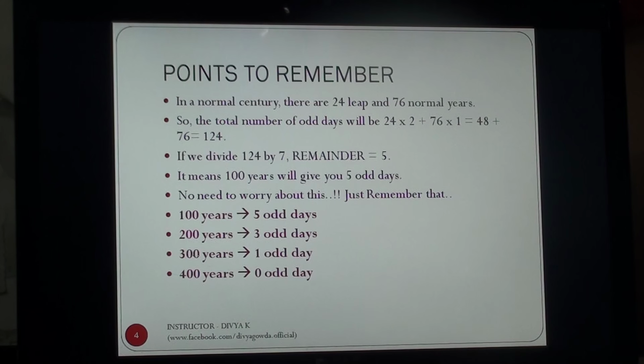Another major point which you have to remember here is any multiple of 400, that is even the 800th year, 1200th year, 1600th year, the year 2000, the millennium one.